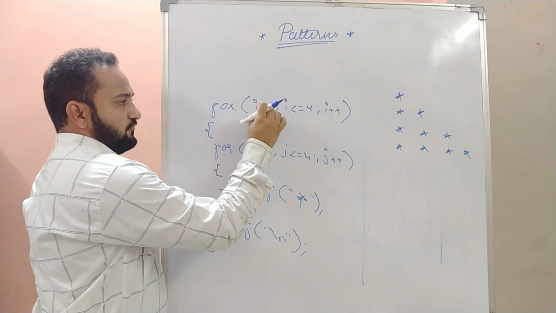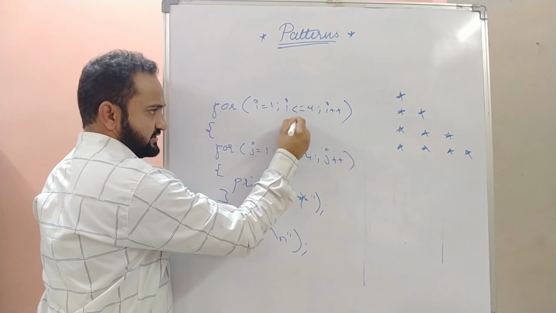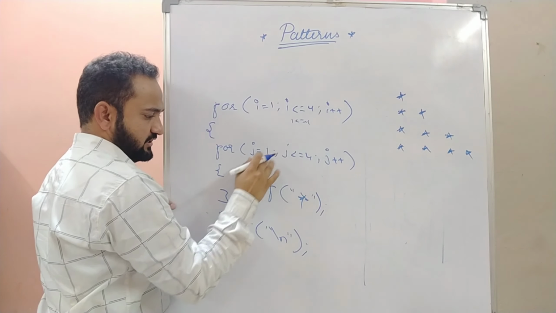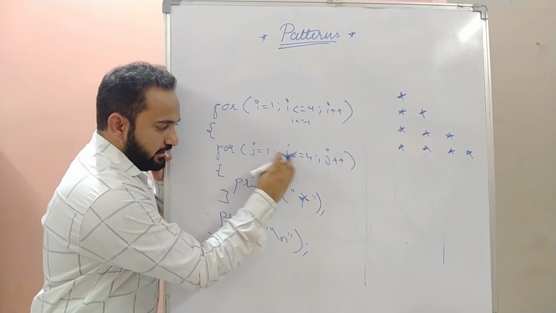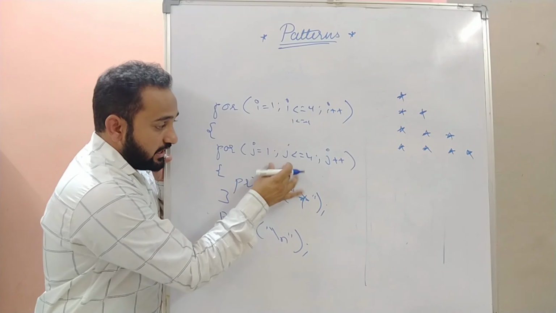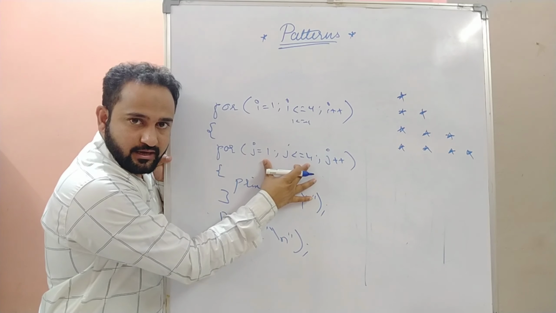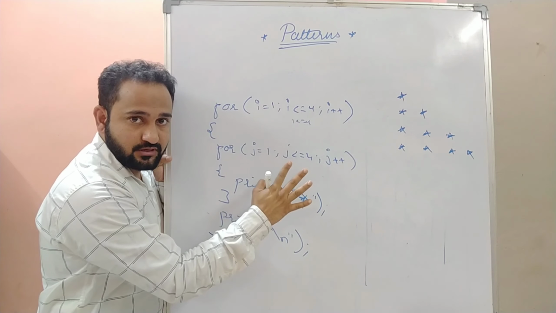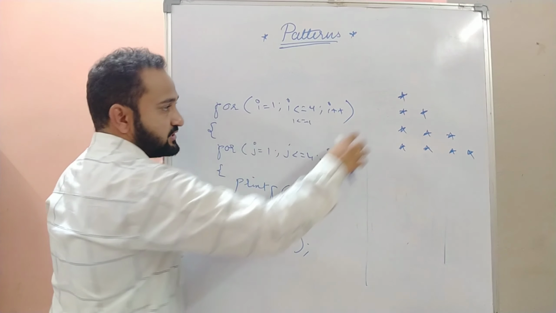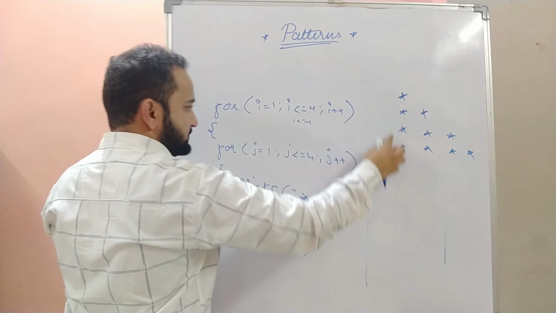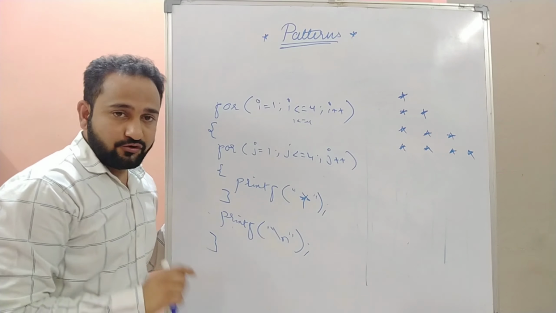What will happen? For i equals 1, 1 is less than or equal to 4, condition satisfied, it will come inside. It will iterate for how many times? It will iterate from 1 to 4, agree? It will iterate 4 times. How many stars will get printed? 4 stars will get printed. Second line, 4 stars, 4 stars, 4 stars. We don't want that pattern.